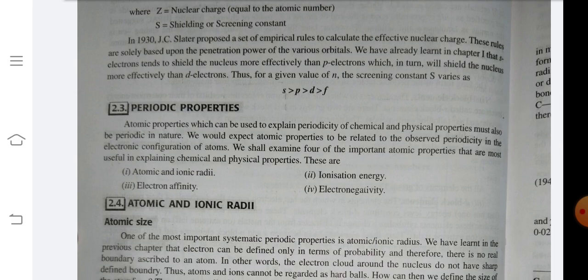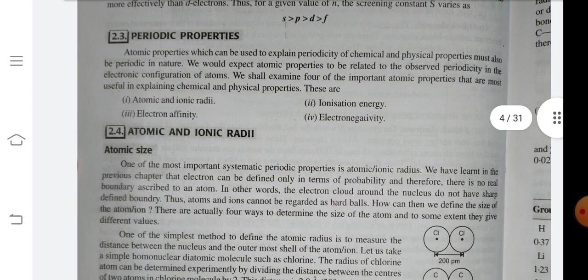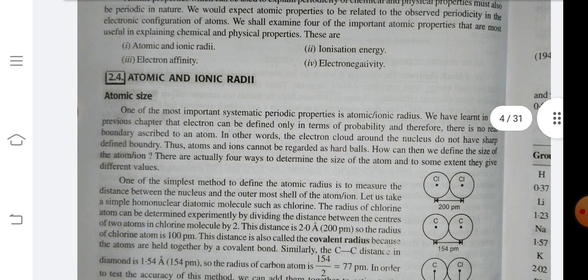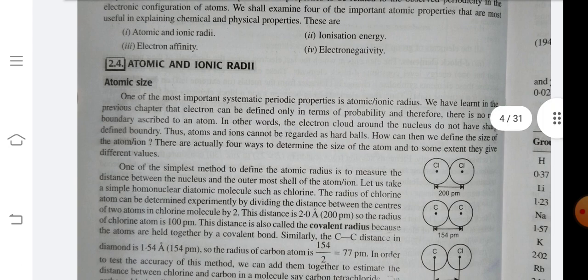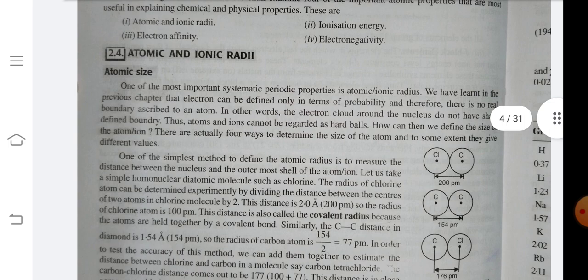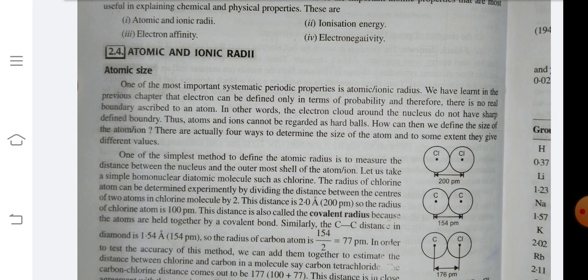Periodic properties. Atomic properties, which can be used to explain periodicity of chemical and physical properties, must also be periodic in nature. We would expect atomic properties to be related to the observed periodicity in the electronic configuration of atoms. We shall examine 4 of the important atomic properties that are most useful in explaining chemical and physical properties. These are atomic and ionic radii, ionization energy, electron affinity and electronegativity. Atomic and ionic radii. Atomic size.